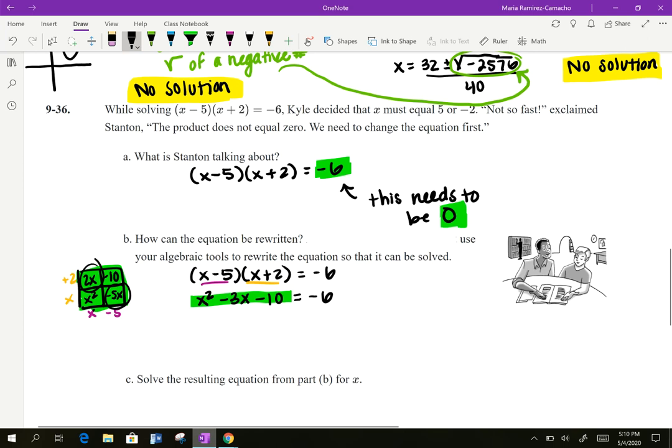Now, because we have a constant term here, we can add 6 to both sides so that I do have an equation that's set equal to 0. Now I have x squared minus 3x minus 4 equals 0.